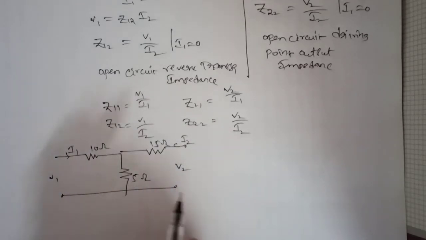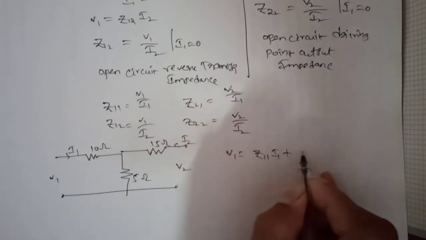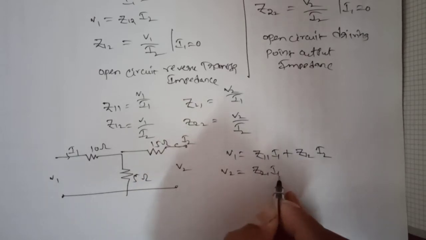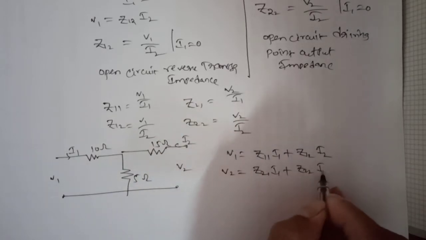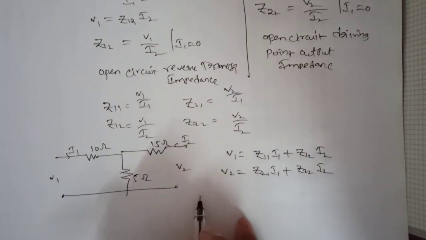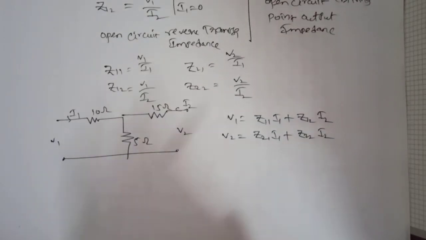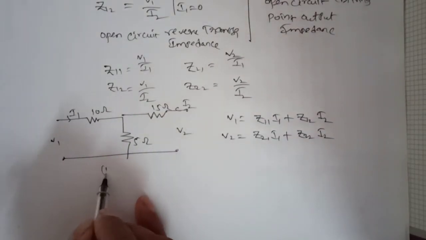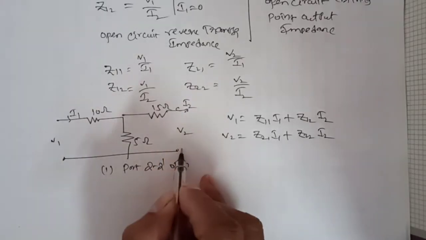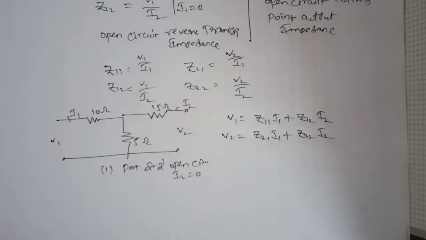We know that the Z parameter equations are V1 equal to Z11 I1 plus Z12 I2, and V2 equal to Z21 I1 plus Z22 I2. In order to find the Z parameters, we make two different cases. In case 1, first we make port 2 dash open circuit. The given network already shows an open circuit, so I2 will become 0.